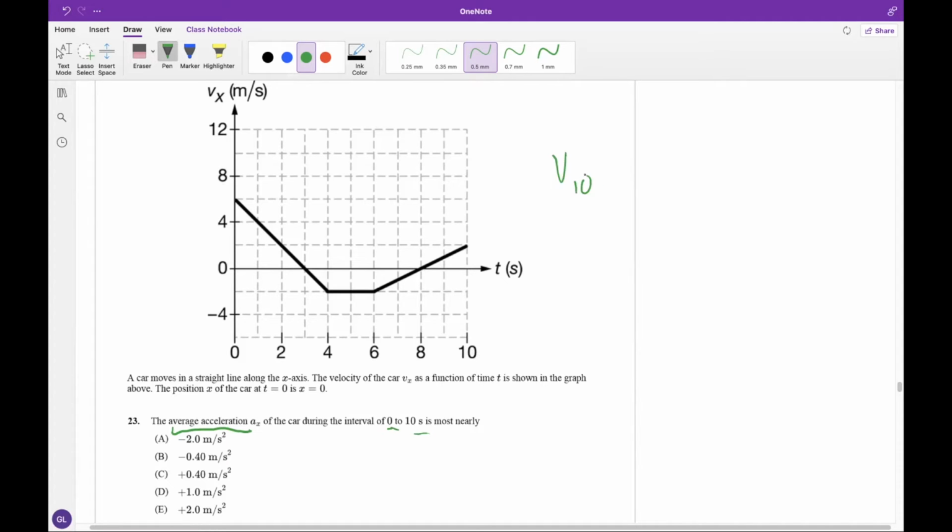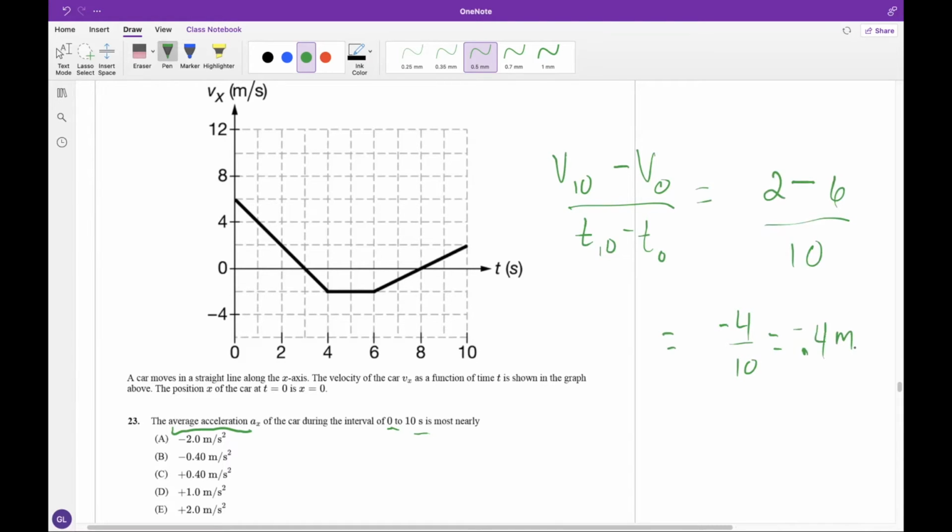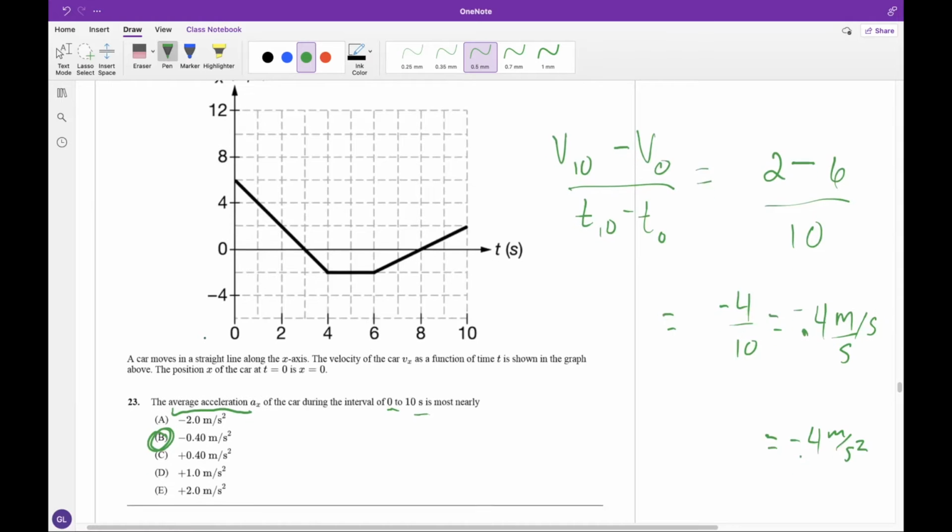So let's go ahead and get the velocity at 10 seconds minus the velocity at 0 seconds all over the time at 10 seconds minus the time at 0 seconds. Wowzers. This becomes the velocity at 10 is 2 minus, and I'm going to ignore the units here for now, 6 all over 10. And so this becomes -4 over 10 or negative 0.4 meters per second squared. So it looks to me like B is our best answer choice. All righty.